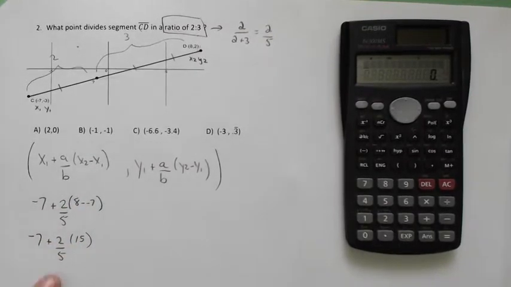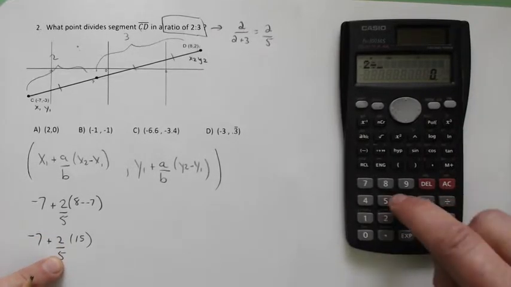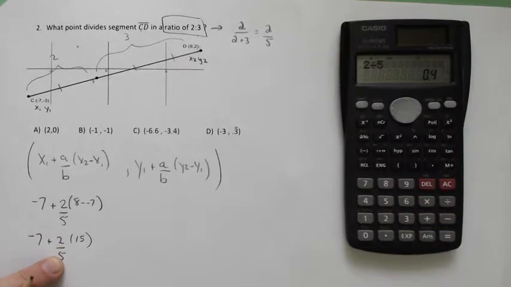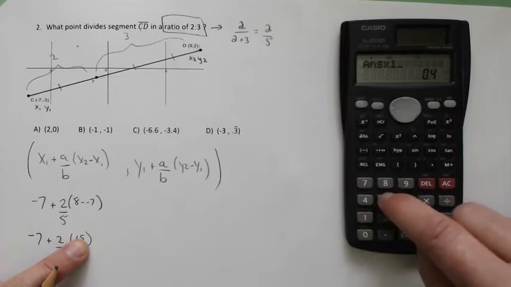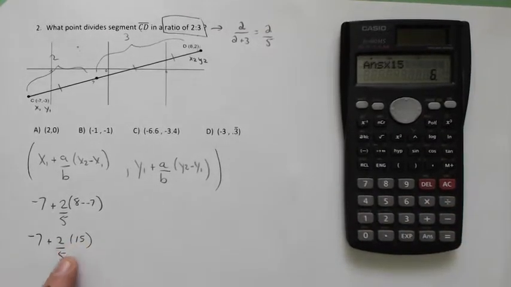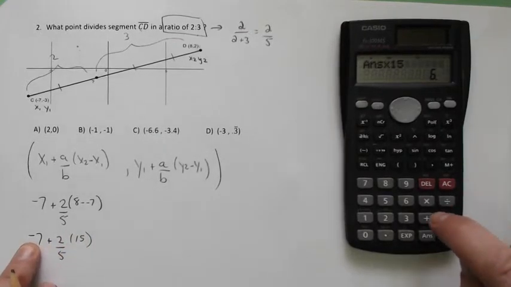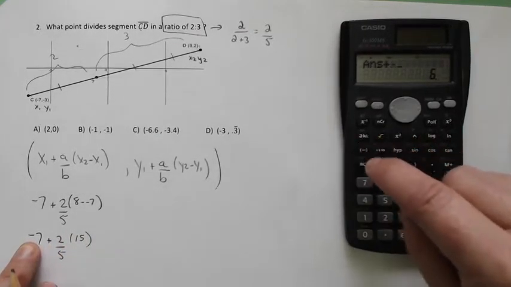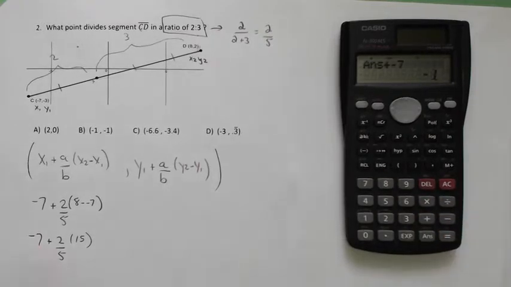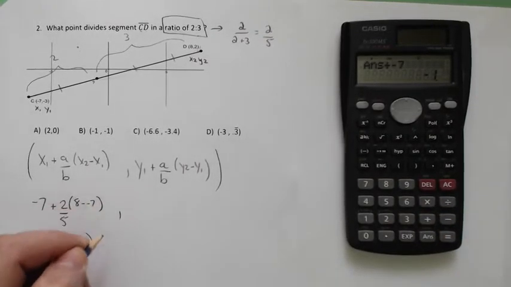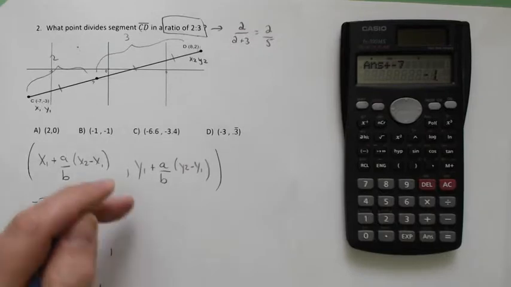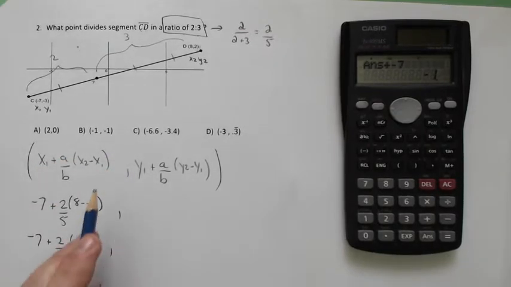And now on your calculator, you're going to go 2 divided by 5, which is 0.4, because you hate that fraction, I know, and then we're going to multiply that by 15, which is giving us 6. So that whole thing comes to 6, which we then have to add to negative 7. All in one shot on the calculator, boom, negative 1. We then have to do the same thing for the y's. So I'll put my commas in because we are getting an ordered pair.